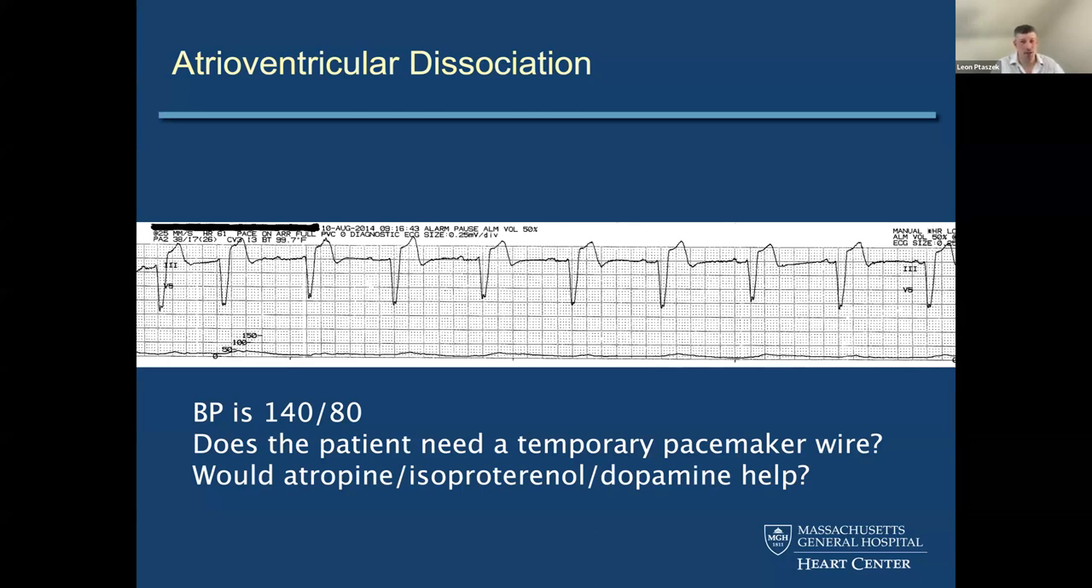But the question is the following. Say it's 7 p.m. on Thursday, and you know that the EP lab doesn't open up again until 8 a.m. on Friday. What do you need to do to make sure that this person makes it to get their pacemaker implantation the next day, or maybe even a longer wait? What do you do about this wide complex escape?